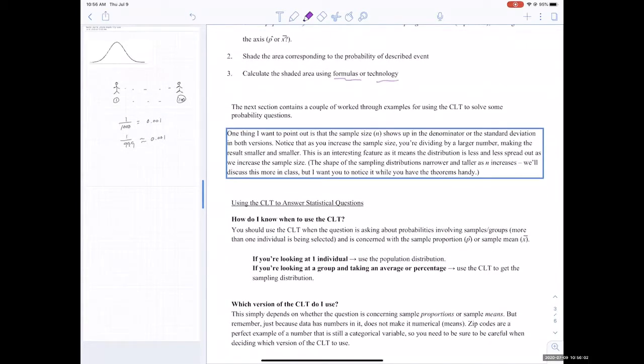One thing I want to point out is that the sample size n shows up in the denominator of the standard deviation in both versions. Notice that as you increase the sample size, you divide by a larger number, making the result smaller and smaller. This is an interesting feature, as it means the distribution is less and less spread out as we increase the sample size, okay? All right.